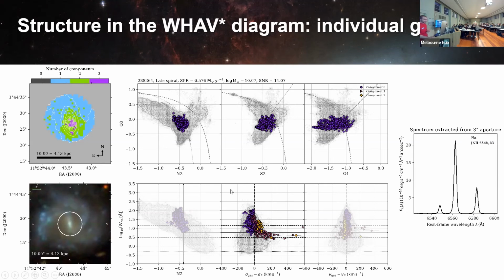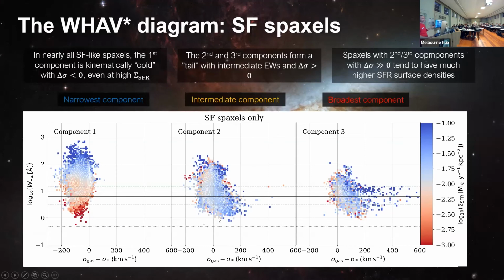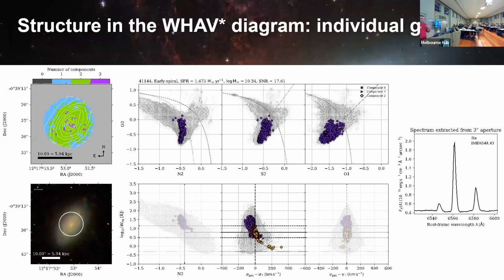And if we look at the WHAV diagram, which is shown at the bottom here, we can see that the second and third components, these pink and orange diamonds, form this tail, which we saw in this diagram. And this immediately tells us that the spread in here is at least partially driven by local properties and not by global galaxy properties. And it turns out that this is actually a really common feature. So you can take basically any star-forming spiral galaxy in SAMI, and you'll see the formation of this kind of weird tail structure in the WHAV diagram. And so there's obviously some link going on here between star formation and winds and the presence of intermediate or broad components in each spaxel.